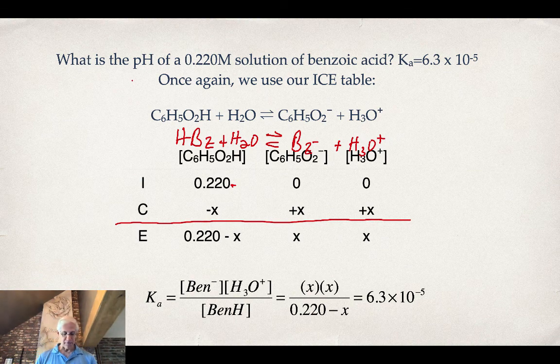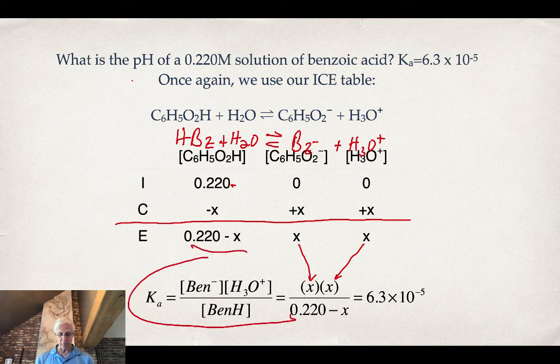And so I have, here I just use Ben minus as my concentration here, or my chemical formula. So I just put Ben minus times H3O plus. So that's my benzoate and my hydronium from the products, divided by the benzoic acid, has the H on there. And so that's my reactant. So products over reactants. The concentrations of my products are X for the benzoate, X for the hydronium, and 0.220 minus X for the leftover benzoic acid.